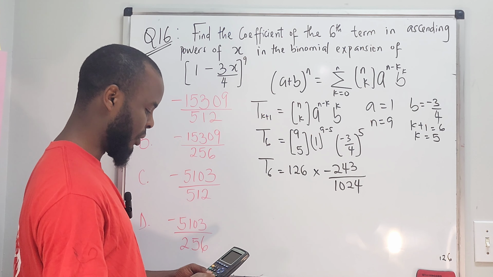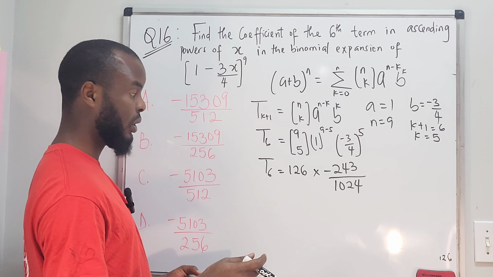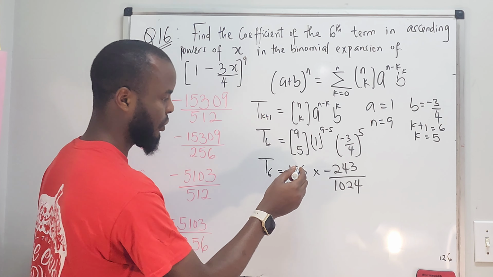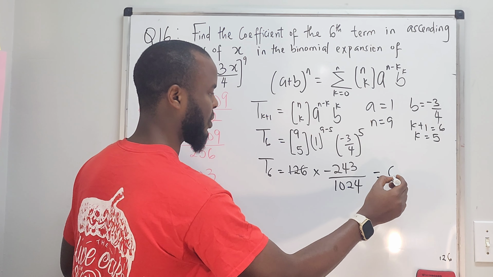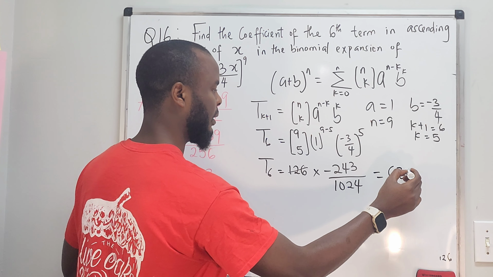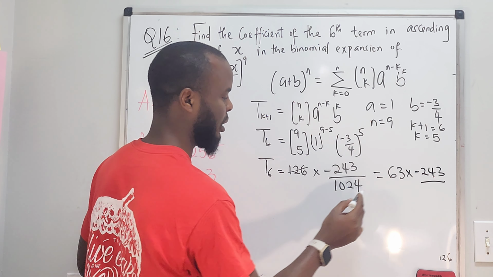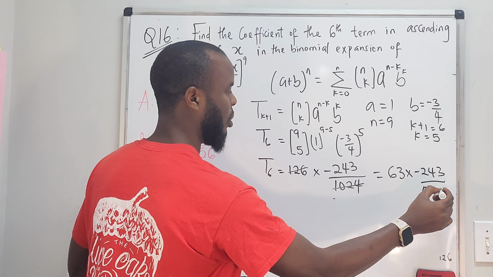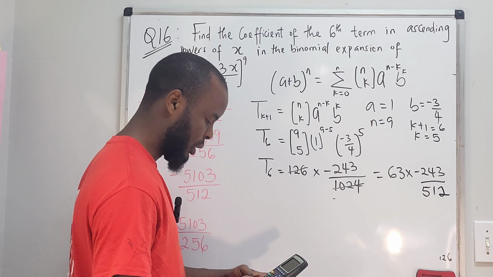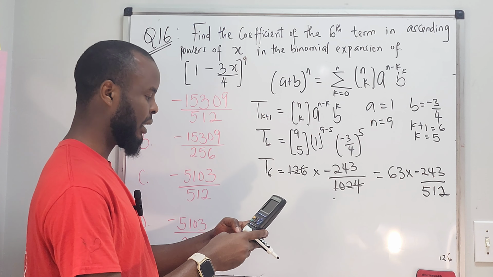Now, let's simplify further. 126 times negative 243 over 1024. Or you can divide by 2 if you want. If you divide 126 by 2, you have 63 times negative 243, and if you divide 1024 by 2, we have 512. Now let's multiply 63 times 243.